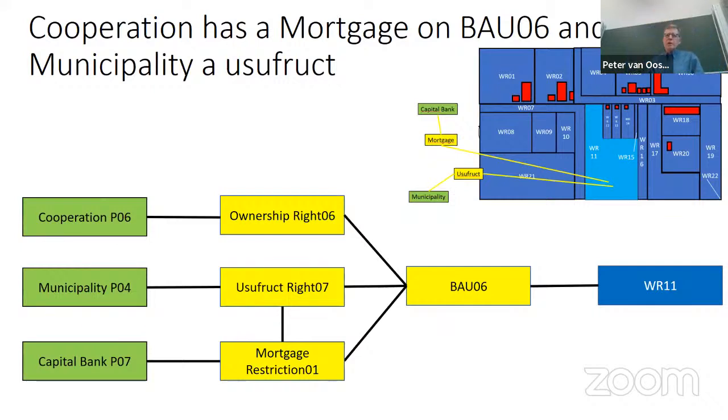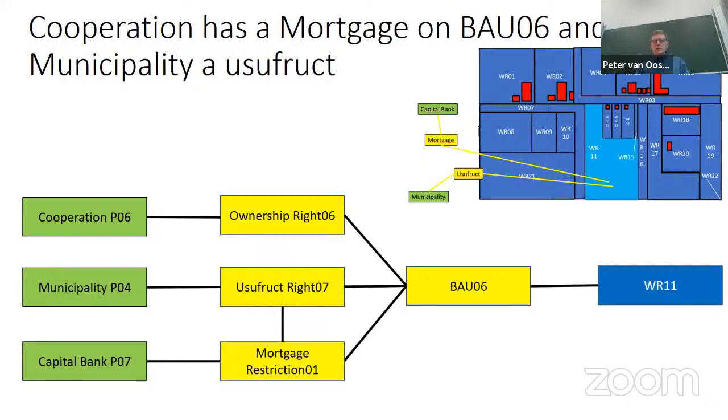So how does this look in our registration? There's one parcel, number 11, one property, number 6, BA unit number 6. There is one owner attached. That's the top row. We already knew that. The corporation party 6 has the ownership right. But in the second row, we see that the municipality has the usufruct rights on this same property.